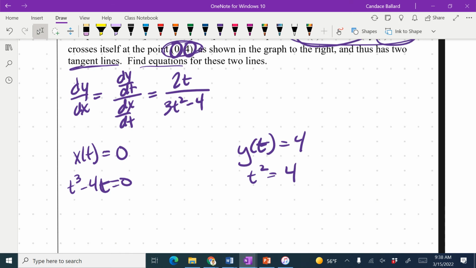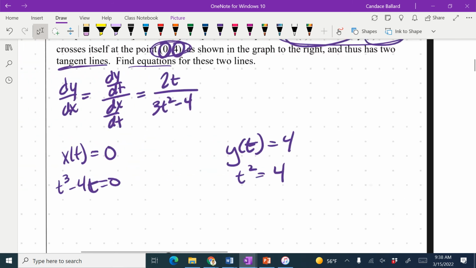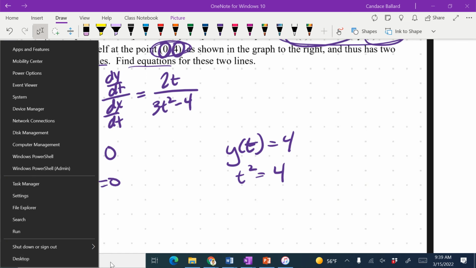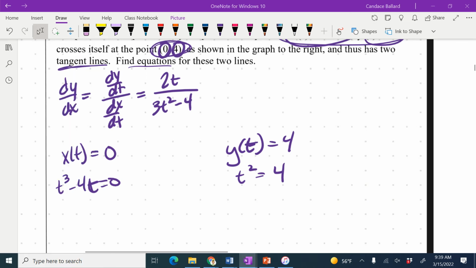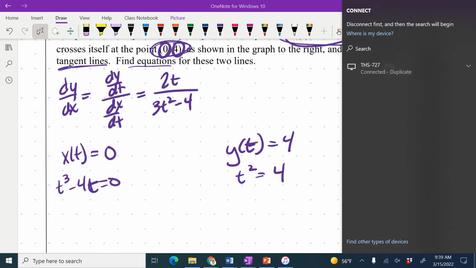Oh, it lost. I was writing, it must have lost connection. All right, so, it must have lost connection a while ago, huh? Let's see if I can get it back. It says it's connected still.